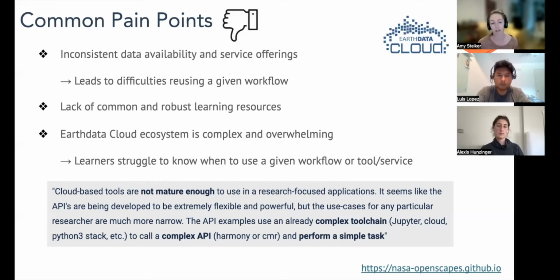And then this quote at the bottom, I think, is also pretty powerful, and it reflects the sentiment that maybe our cloud-based tools are not mature enough to use in research-focused applications. So this is another thing that's important to address, and we'll get to it in one of our next talks. The Earth Access Python library is one way to solve some of these issues.